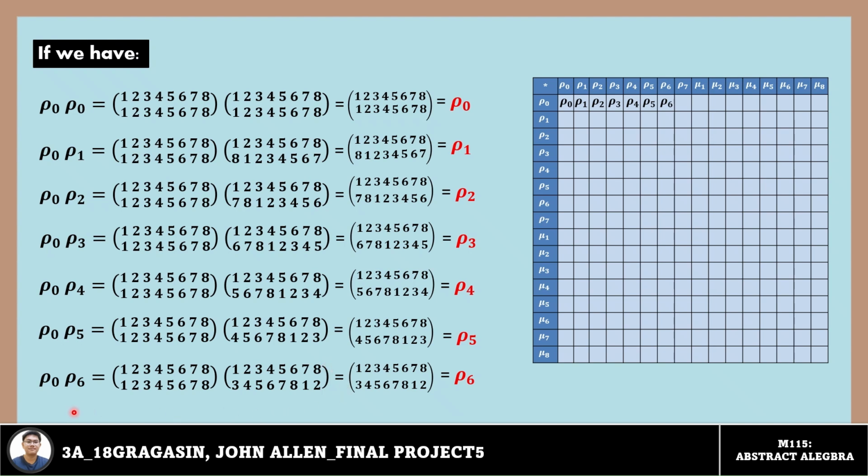And then next, we have here row sub 0 multiplied by row sub 6. And then our answer here is just the same as the row sub 6.